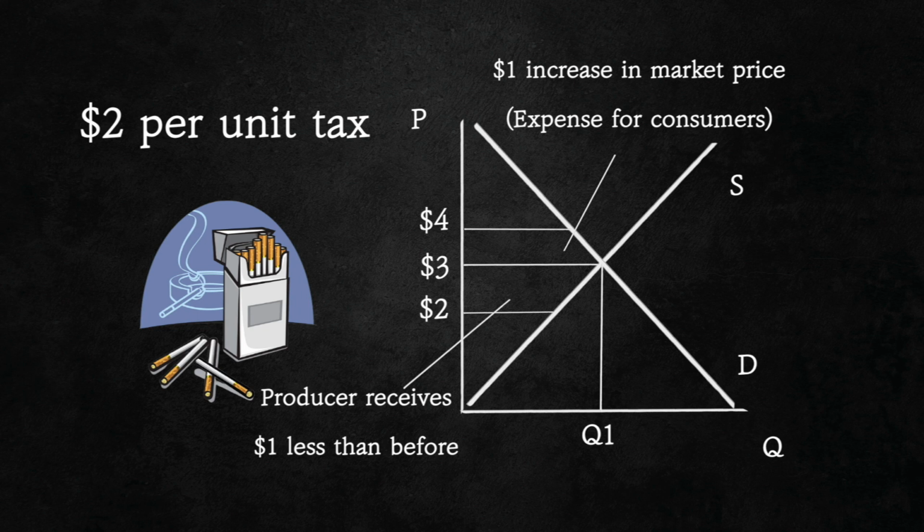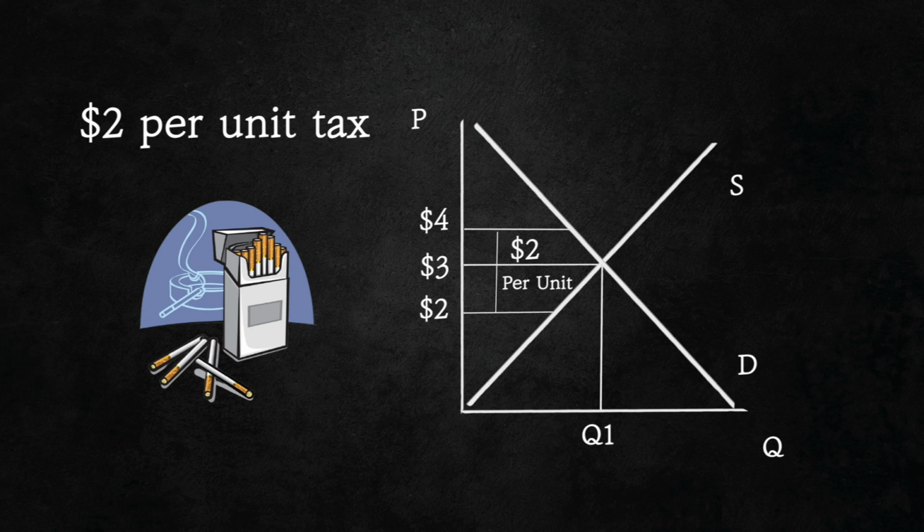Consumers now pay an additional $1 for a pack of cigarettes, and producers receive $1 less for selling a pack of cigarettes. So the $1 that has been given up by both of the stakeholders allows the government to collect a total of $2 per unit of cigarettes sold. The initial supply curve shifts to the left, meaning supply decreases due to the price producers actually receive.